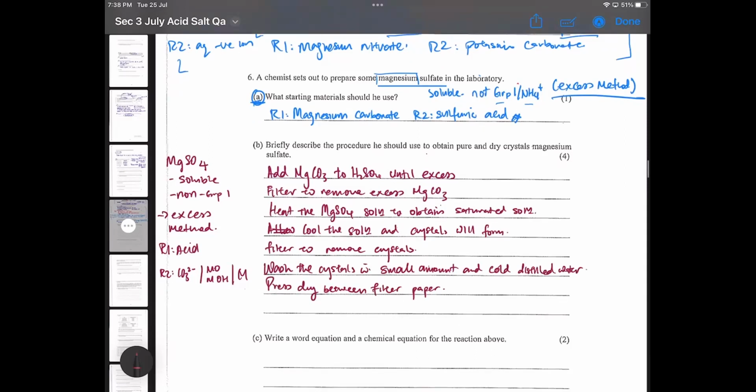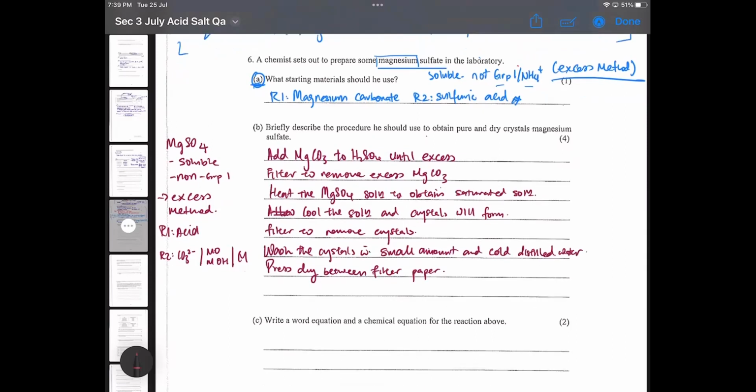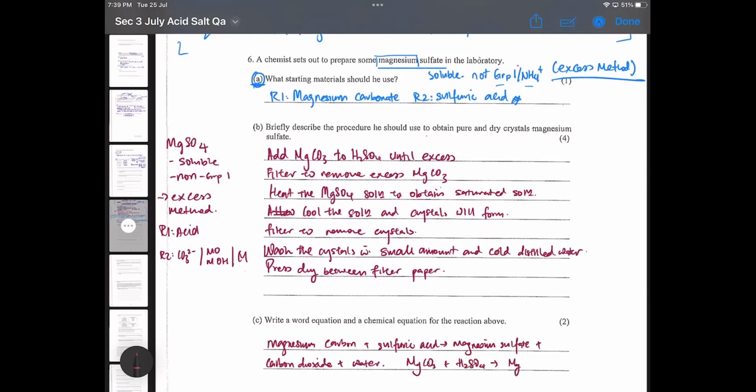Okay, so I'll write this. You all can jot this down. That's all.